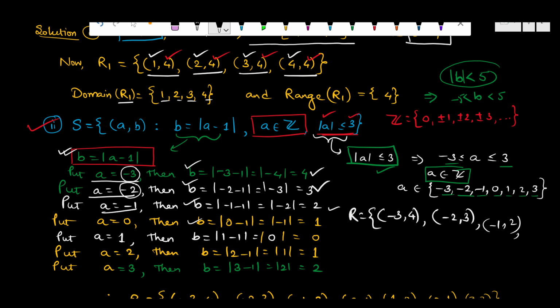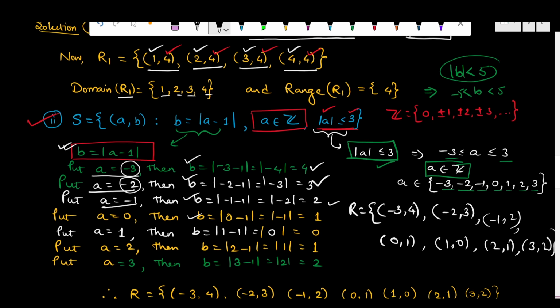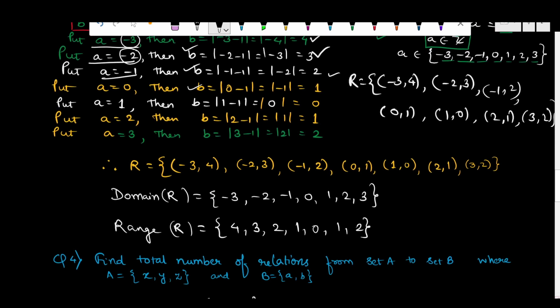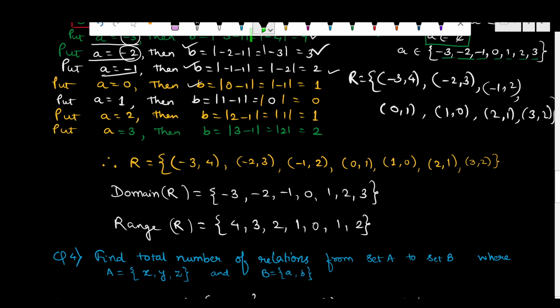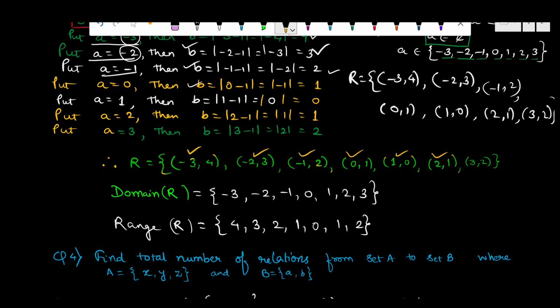So (1, -2), then (0, 1), then (1, 0), (2, 1), and (3, 2), right? See this here, this is our R. Now to find the domain of R, it is the set of all first components. So domain of R is {-3, -2, -1, 0, 1, 2, 3}, right?